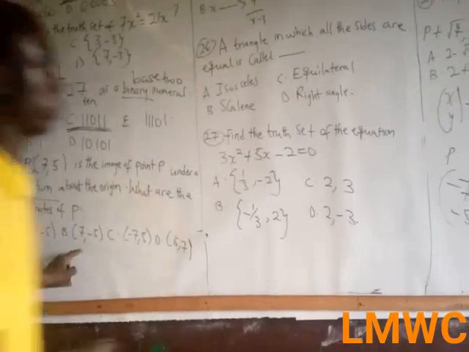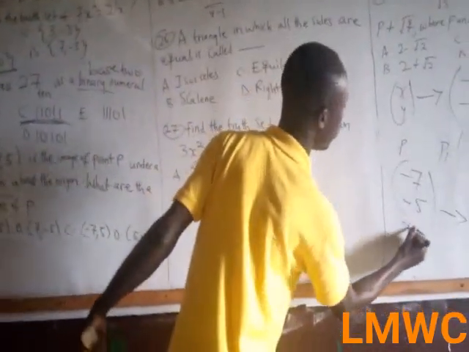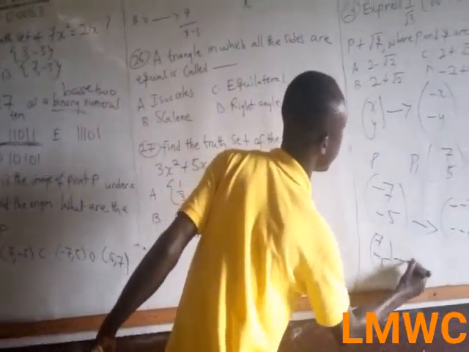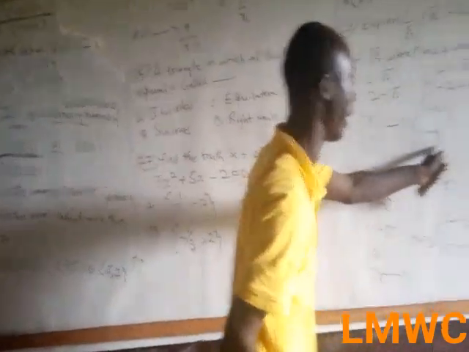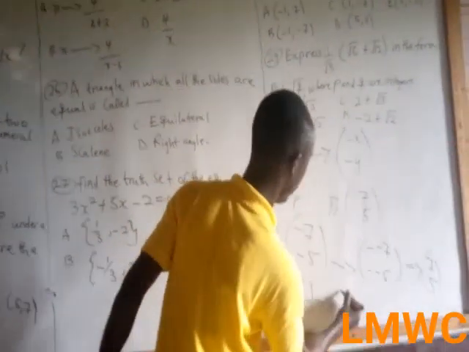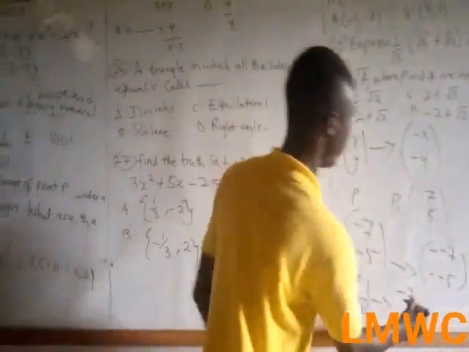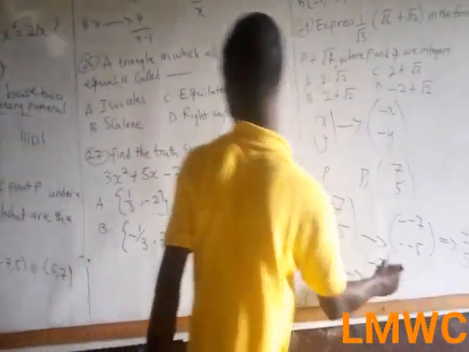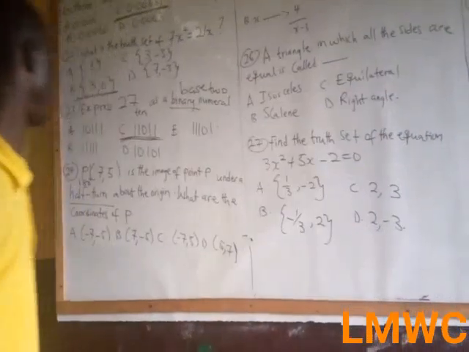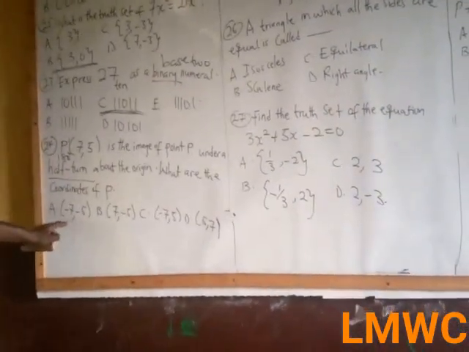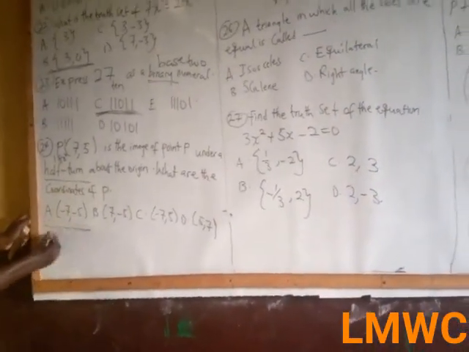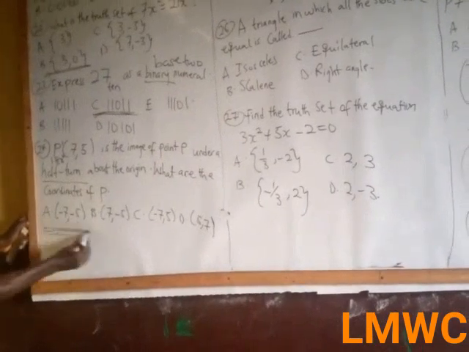Let me solve for B too. We have 7, negative 5. But the formula is negative x, negative y. So negative x, we know is negative 7. Negative 5 becomes 5. This means it's not correct. So the answer is A. Our answer is A.